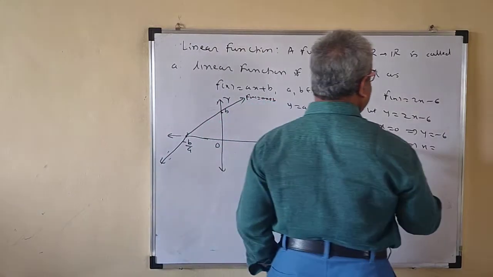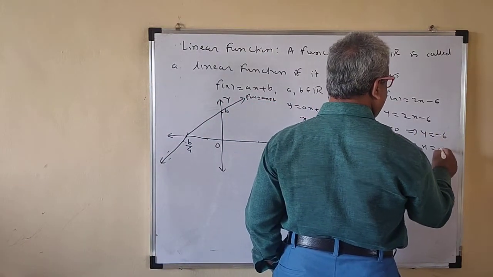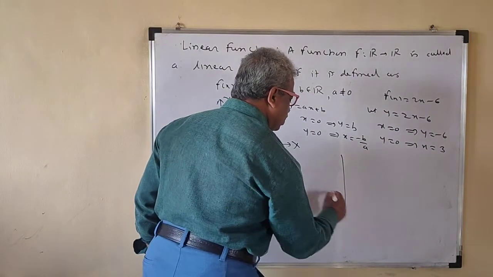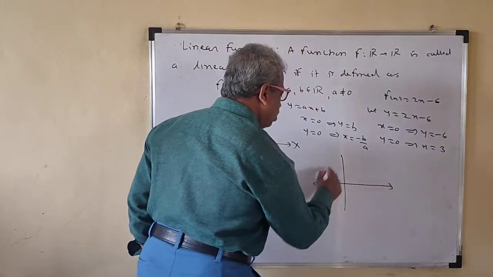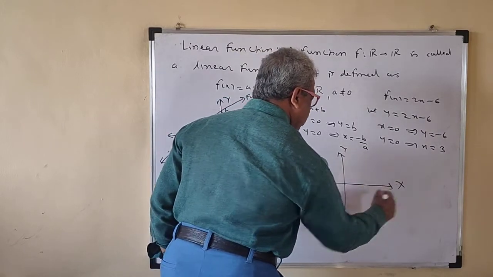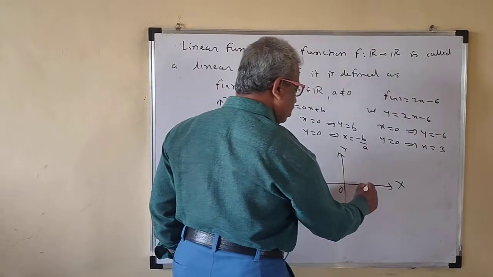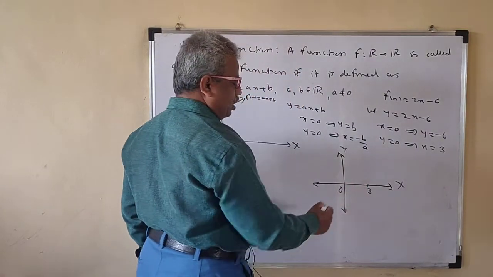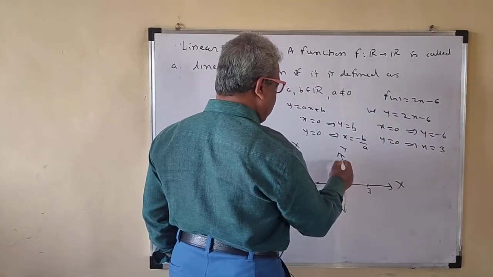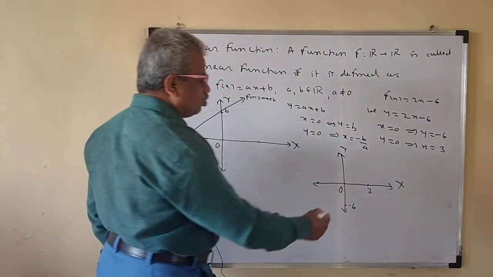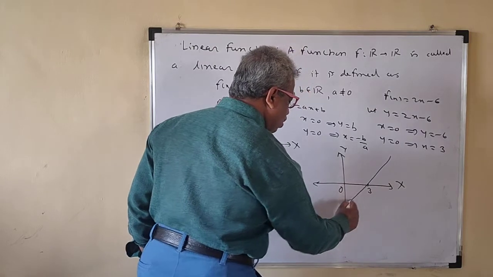Okay, so then y is equal to 0, then x is equal to 3 now. So how can we plot the graph of this function? This is your y axis, this is your x axis. Now on x you need the 3. This is 3. And on y this is minus 6. So minus 6 is somewhere here. And just draw these 2 points. That means draw this line.